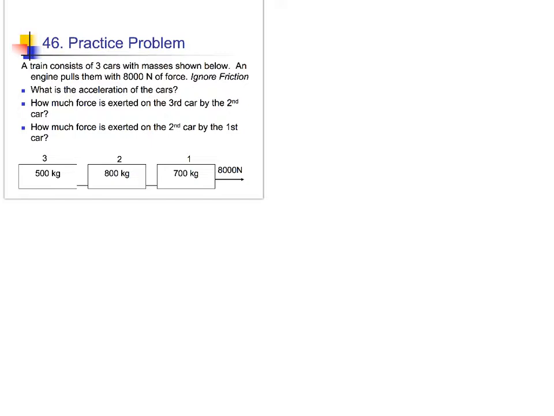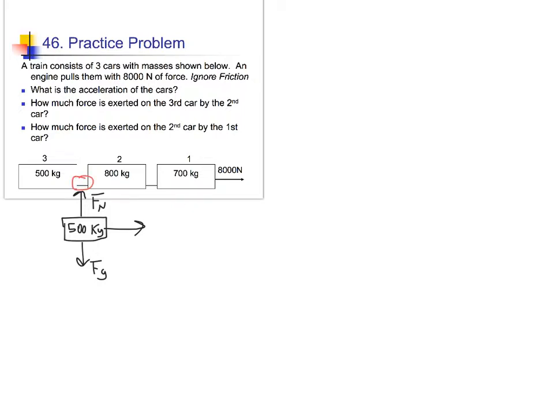So what I'm going to do is start off drawing 3 free body diagrams, one for each of these objects. So on that 500 kilogram object, object 3, we're going to have a normal force from the track, we're going to have the force of gravity, and we're going to have this force pulling it. We see that there's a connection here between the 2 cars.